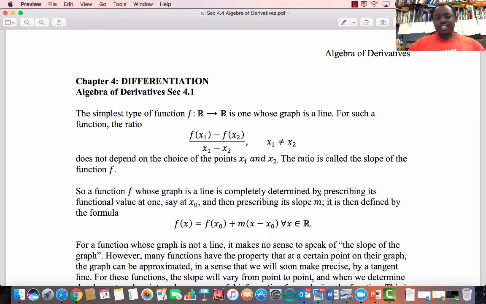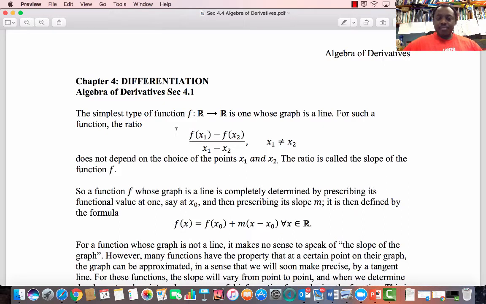Welcome to Lecture 14, the Algebra of Derivatives, Section 4.1 of the text Advanced Calculus by Patrick M. Fitzpatrick. This is Dr. Gilbert Eyabi. So today we start looking at differentiation.